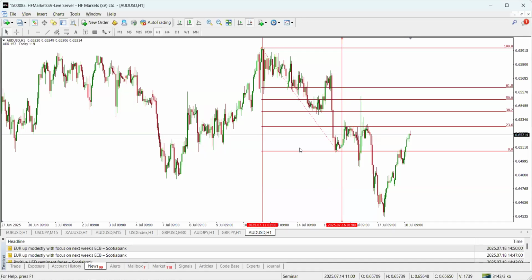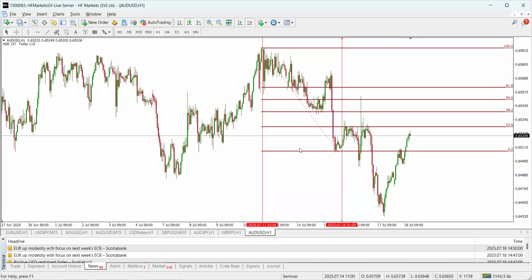But which of the levels should you now use? There are plenty of them. We have 23.6, we have 38.2, we have 50.0, and we have 61.8. Which of them should you really use as a trader?